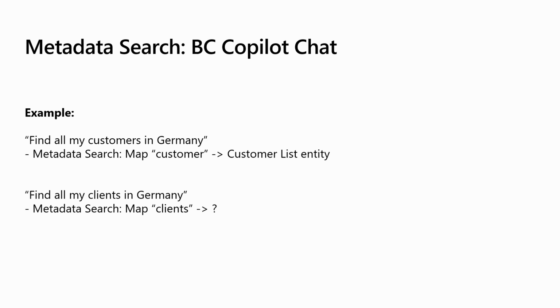But what if the query changes, right? Find all my clients in Germany. The intent of the user has remained the same. You're still trying to get to customers from Germany. But if you have a simple string similarity-based search approach or tokenization, TF-IDF, whatever, something like this will not map to customer, right? So what do you do right now?